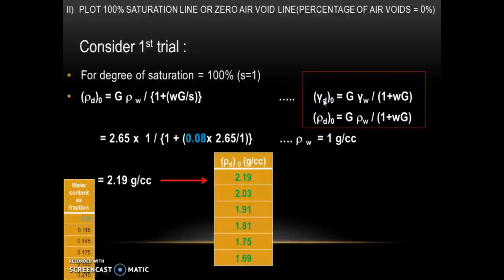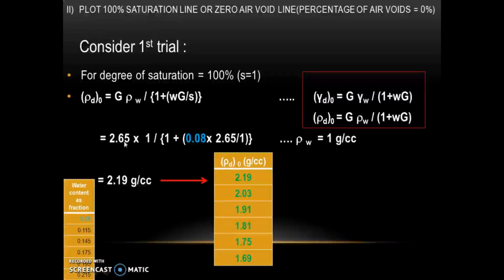And here we had already derived the equation for unit weight of saturation lines, that is gamma d naught is equal to G into gamma W divided by 1 plus WG. Here we have replaced unit weight by density. So this equation can be written as rho d naught is equal to G into rho W divided by 1 plus WG. So this equation is considered over here to draw saturation lines.